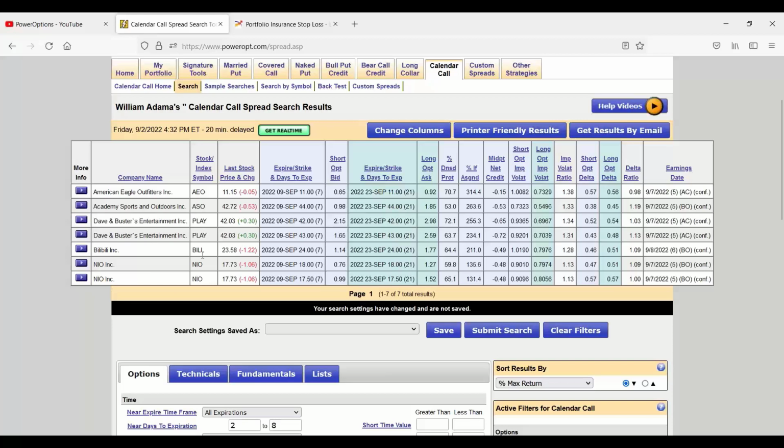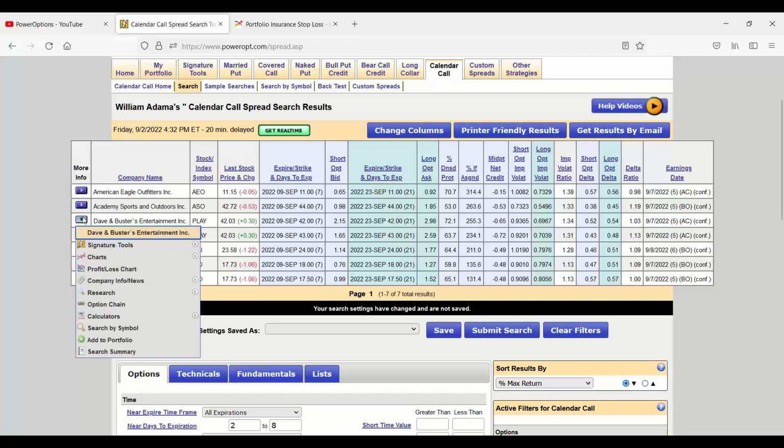Academy Sports, ASO, Dave & Buster's, Nio, and Billy are all here, and all of them with the implied volatility ratio you'd want, 1.3, 1.2, and along those lines, all with earnings coming out soon, 9.8, 9.7, and more. Now, I'm going to use Dave & Buster's because that's closer to the one we just looked at. WMB, the Williams Company, was a $33 stock. This is 42. Percentage-wise, it should be about the same. Yeah, I'm going to use the 42 right at the money. The stock's at 42.03.